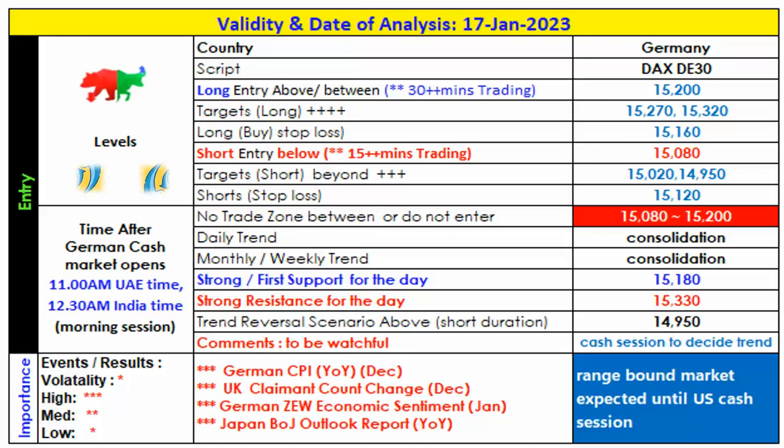The daily trend is on consolidation, and the monthly is on consolidation. Support is 15,180, the strongest support is 14,950, and strong resistance is 15,350. So that's all for today.